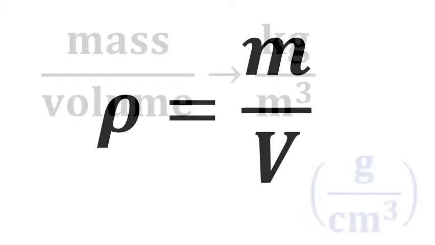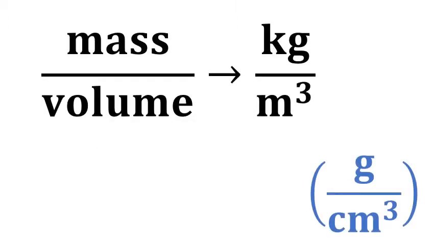And finally, in terms of units, remember that the SI unit for density is kilograms per meter cubed, but many times we use grams per centimeter cubed. Keep in mind that unless the question tells you otherwise, we have to use kilograms with meters cubed and grams with centimeters cubed. We don't mix these two.